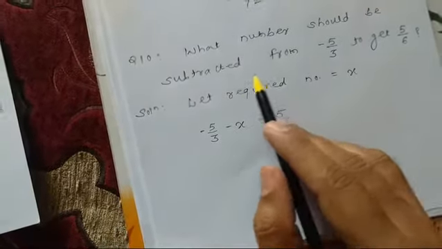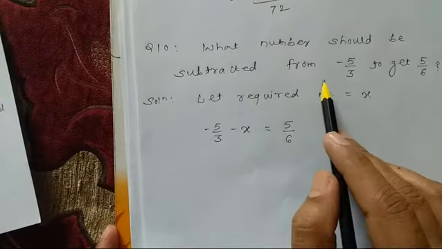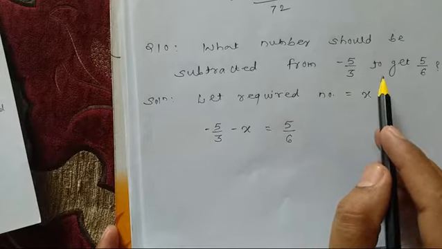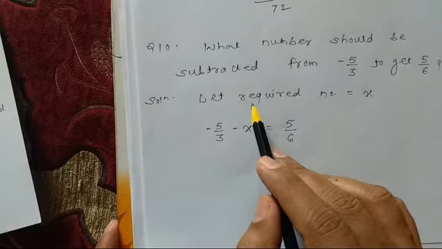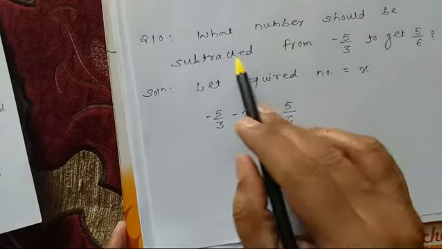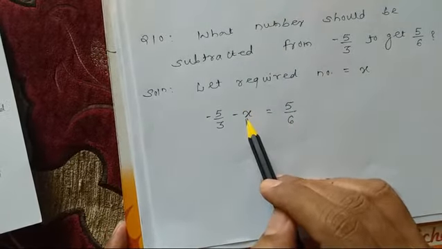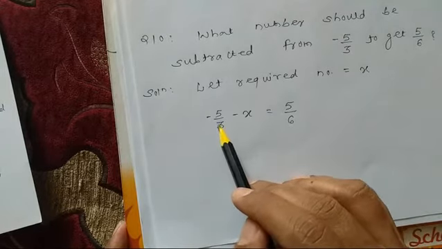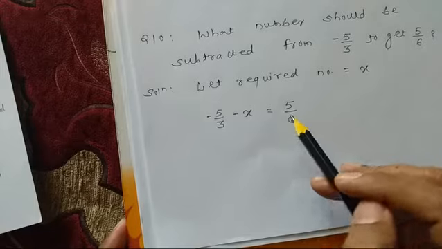Next question. What number should be subtracted from minus 5 upon 3 to get 5 upon 6? So here let's assume the required number is x. The question is what number should be subtracted, and we are assuming that number is x. So we will get this equation: minus 5 upon 3 minus x is equal to 5 upon 6.